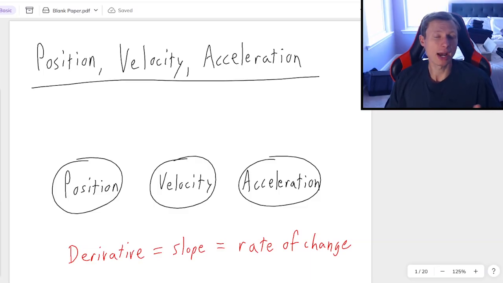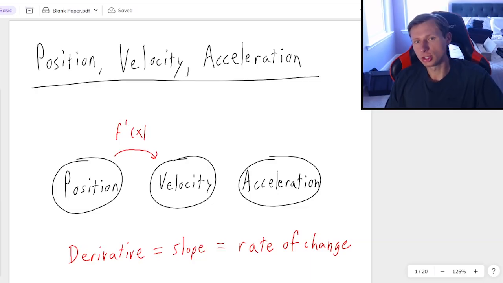And so what that means is we have this relationship between the three, and here's what it is. If you want to go from position to velocity, then all you have to do is take the derivative, which is my symbol for derivative, d over dx, or maybe I'll just call it f prime of x, because that's probably what you like writing anyway. And then if I want to go from velocity to acceleration, well then I have to take the derivative again. Now we're talking about the second derivative, which would be f double prime of x.